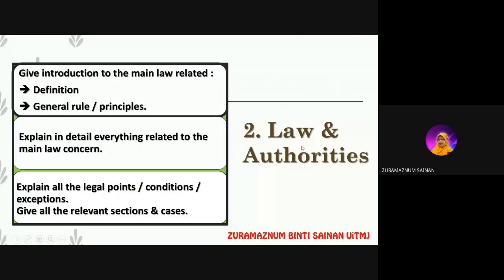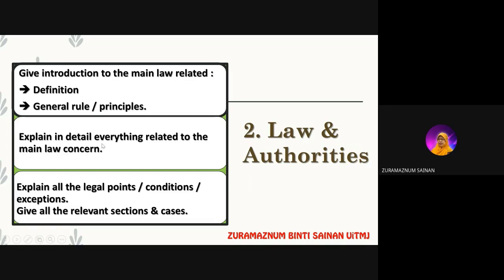Clear. So now for the law and authorities, as I said earlier. Once you know the issue, if the issue is about ratification, that means ratification is under the topic of formation of agency. So you must give an introduction to the main law. What is it? You define agency, define principal, define agent, give section 135, everything. And then give the general part: there are 5 types of agency. List them, from express, implied, up to estoppel. After that, second, you explain in detail everything related to the main law concerned.